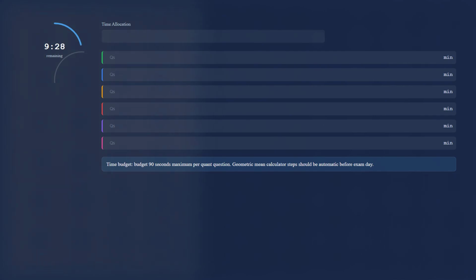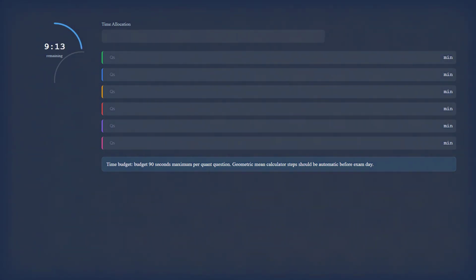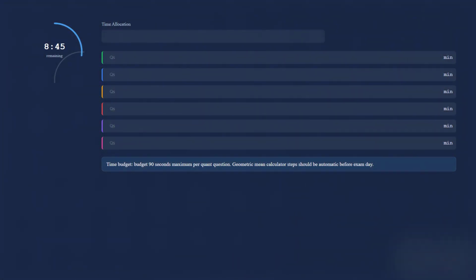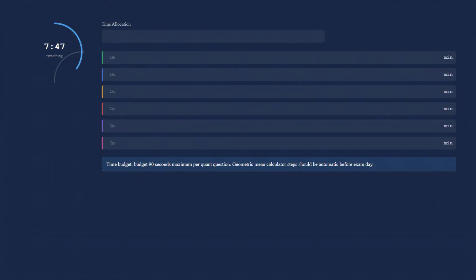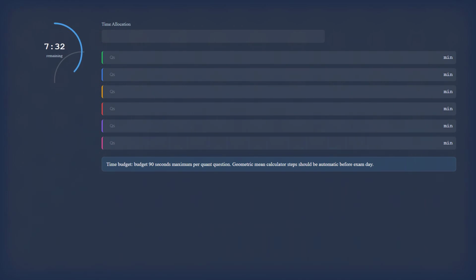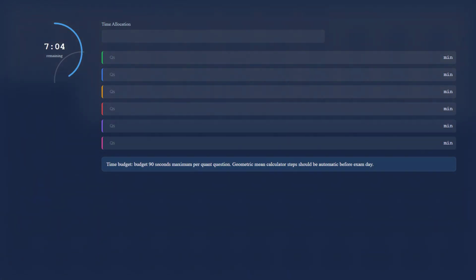Step 2, for central tendency. Is the data skewed or does it mention outliers? Median. Is it rates of return over multiple periods? Geometric. Equal dollar amounts at varying prices. Harmonic. Otherwise arithmetic.